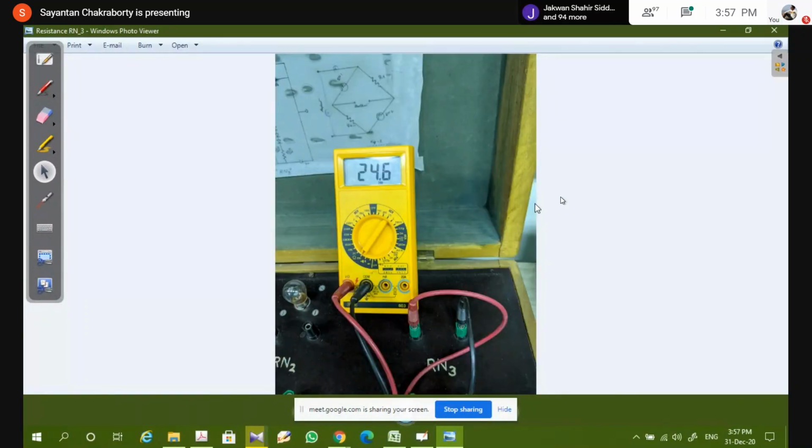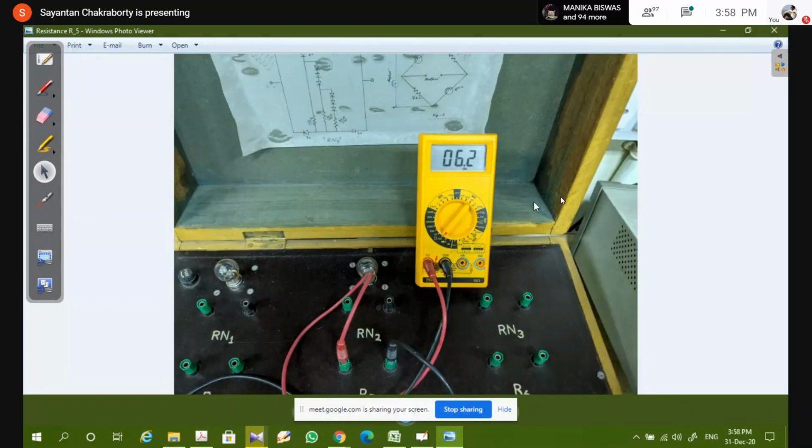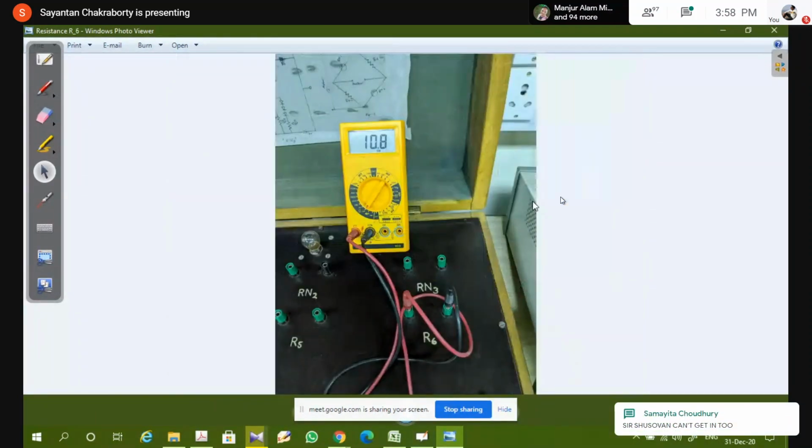This is the Rn3, the diode circuit. It's 24.6. The R4 is a linear resistance. It should keep to this value, 13.1. This is R5, 6.2 ohms. And this is R6, 10.8 ohms.